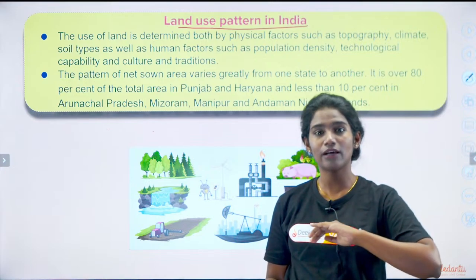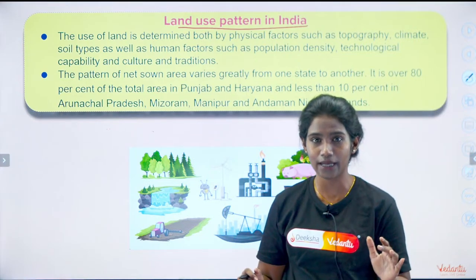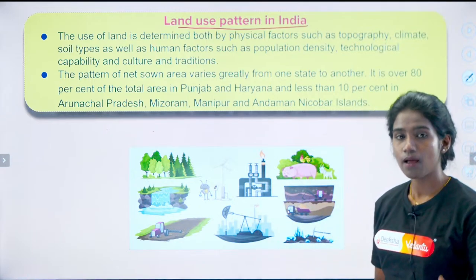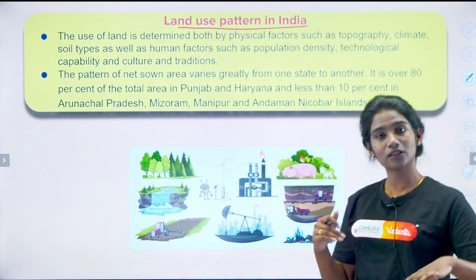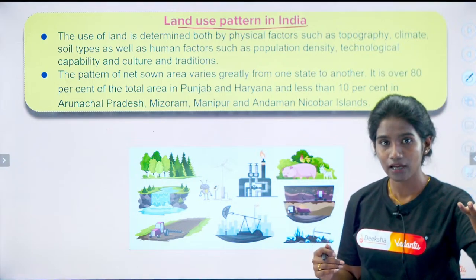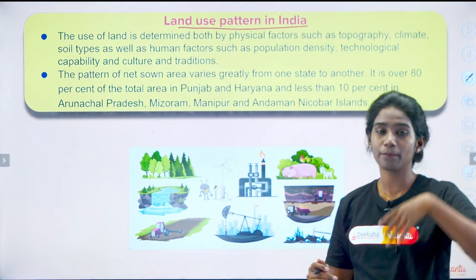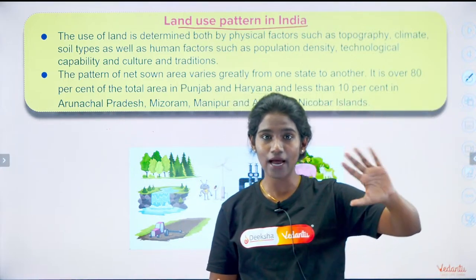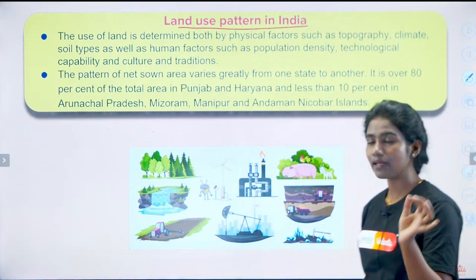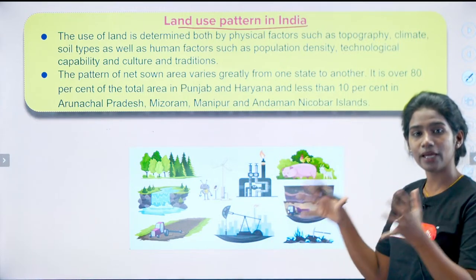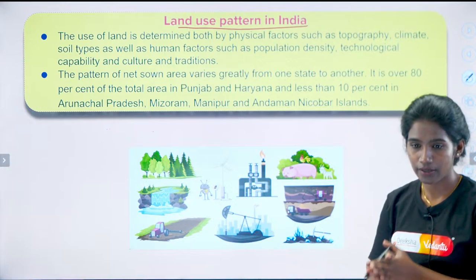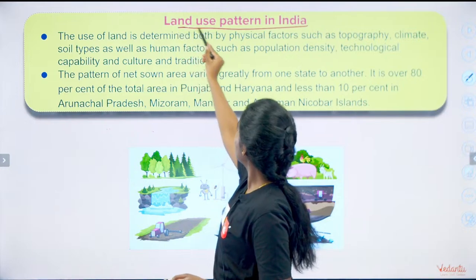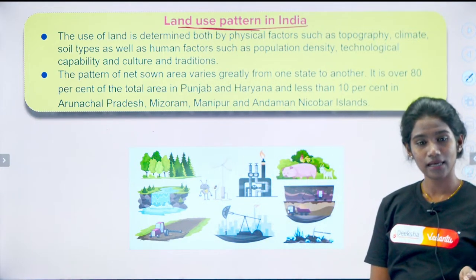That is nothing but the level of the land throughout a nation, which is not the same. The height varies. So there is mountain, there is plateau, there is plain. Mountains are very high, whereas plateau is a bit less compared to mountain, whereas plain is lower than the plateau and mountain. We saw that, and then we saw how our land is being utilized in our nation. Now let's talk about the land use pattern in India.